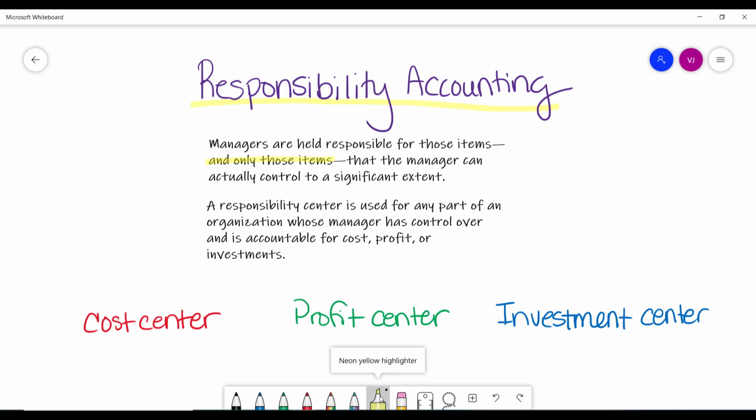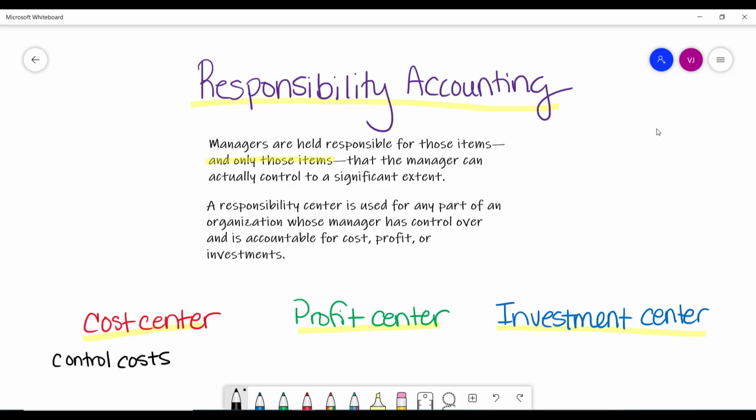So a responsibility center is used for any part of an organization where a manager has control over and is accountable for cost, profit, or investments. So with responsibility centers, we can break those down into three kinds of responsibility centers: a cost center, a profit center, and an investment center. A cost center is a segment whose manager has control over costs, but not over revenues or investment funds. So in a cost center, the manager has control over costs.